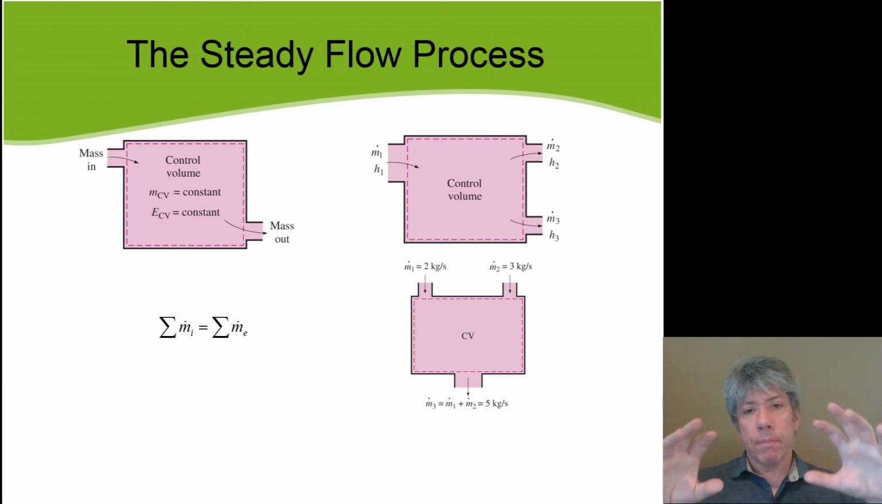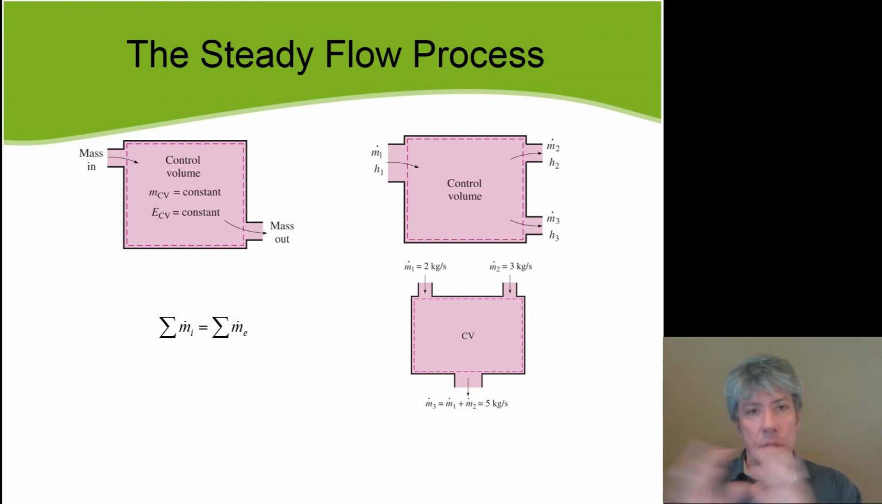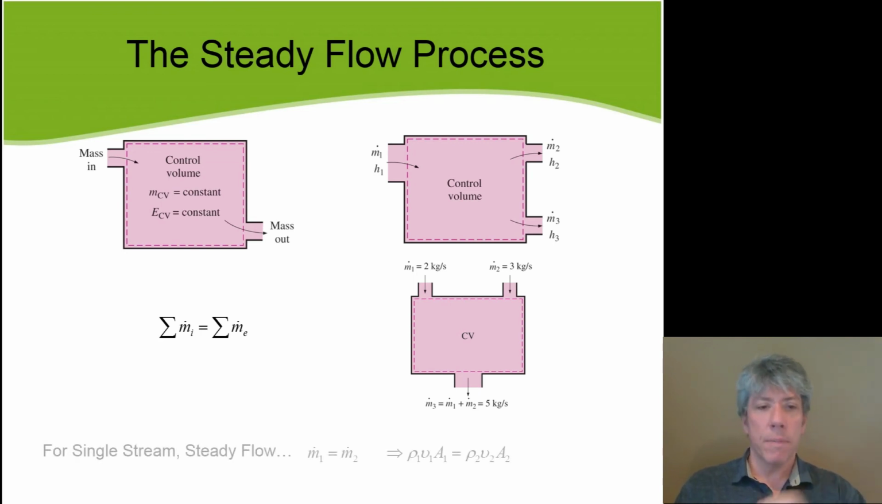So that's considering the energy flow in a steady flow process, but also the mass would have to be steady. So if we have, say, 2 kilograms per second coming in one port, 3 kilograms per second coming in another, we must have 5 kilograms per second leaving. So the rate of mass flow in from all ports equals the rate of mass flow exiting from all ports. And that would be our steady flow mass balance.